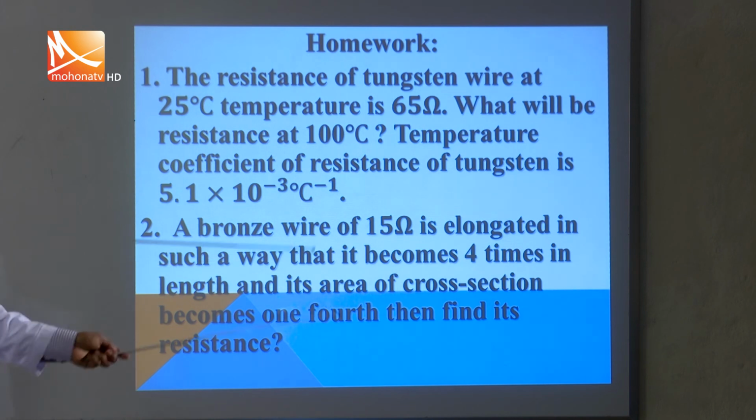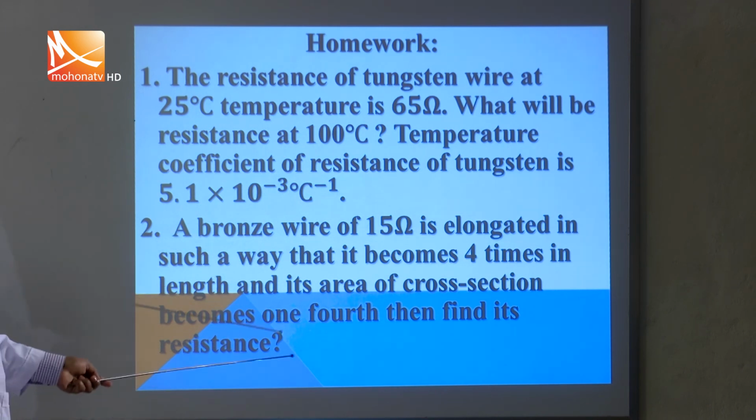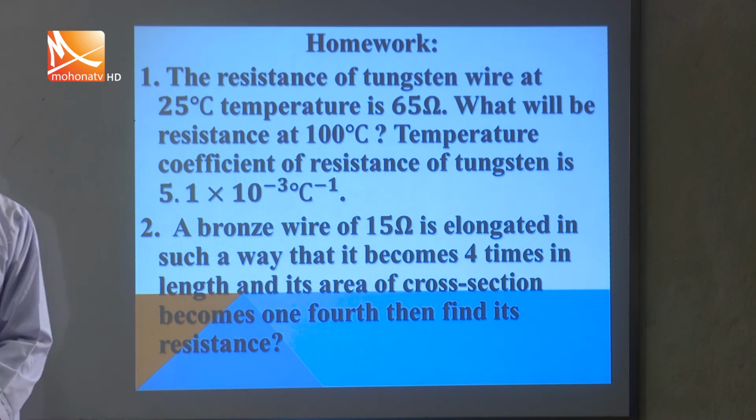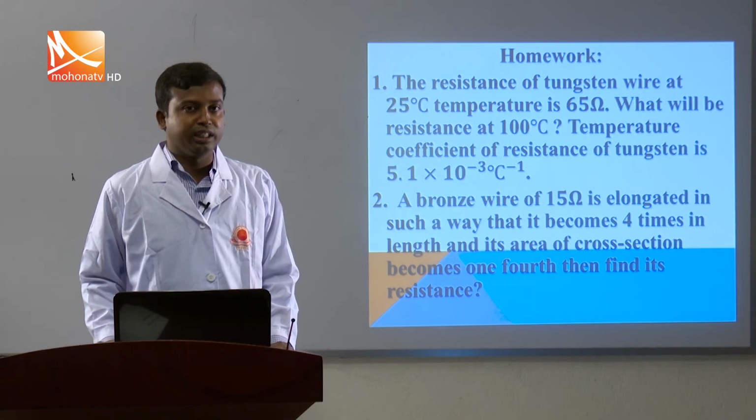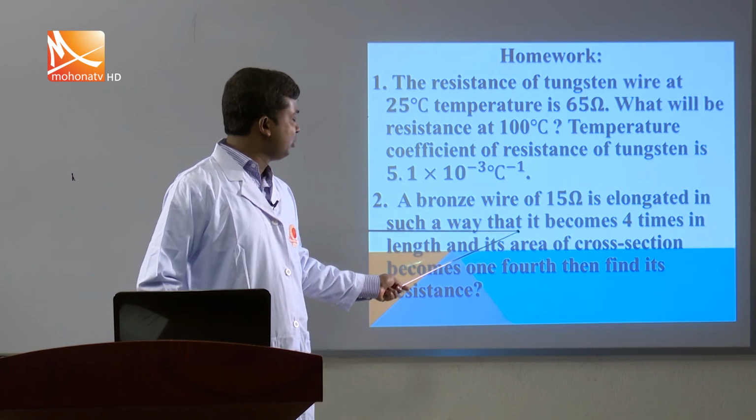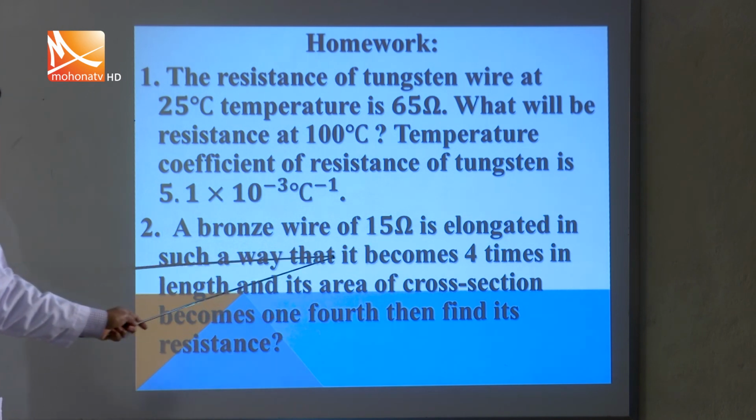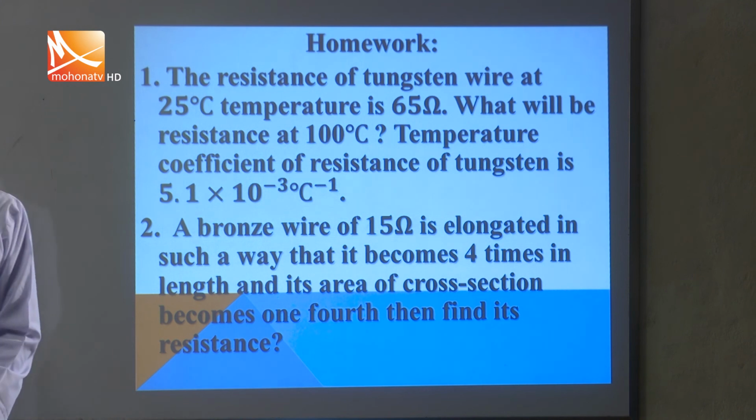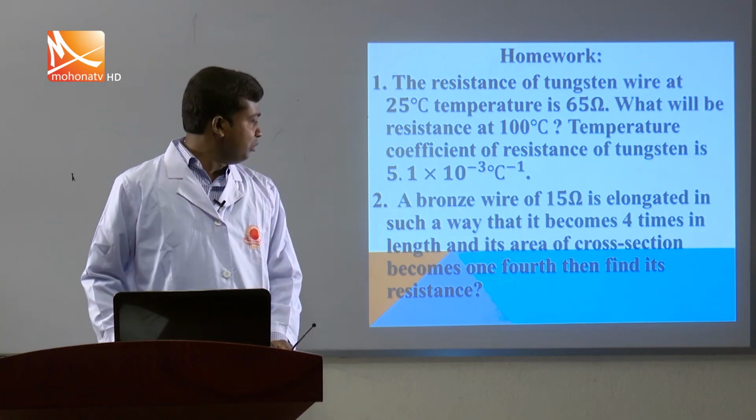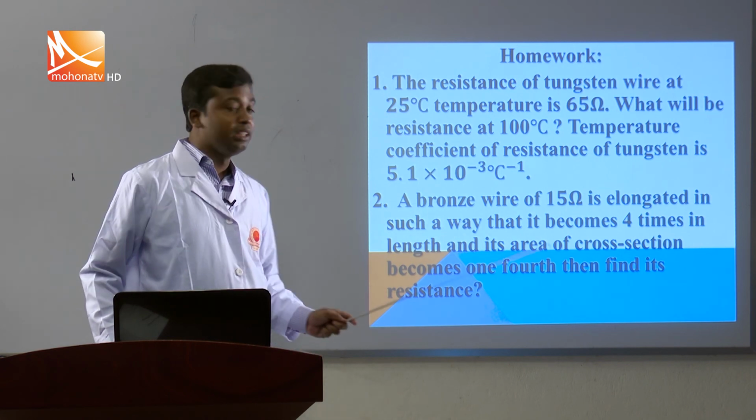And number 2: a bronze wire of 15 ohm is elongated in such a way that it becomes 4 times in length and its cross-sectional area becomes 1/4. Then find its resistance. This problem is related to R equals rho L by A. The relations are given here: what will be L2 and what will be A2. Length will be 4 times and area will be 1/4 times, that is L2 equals 4 L1 and A2 equals 1/4 A1. If you use this, then you will easily find the value of R2.